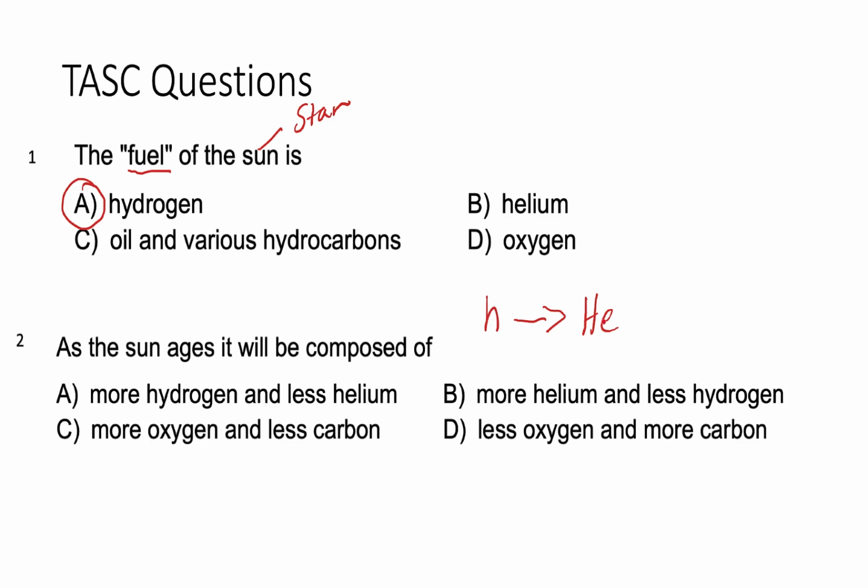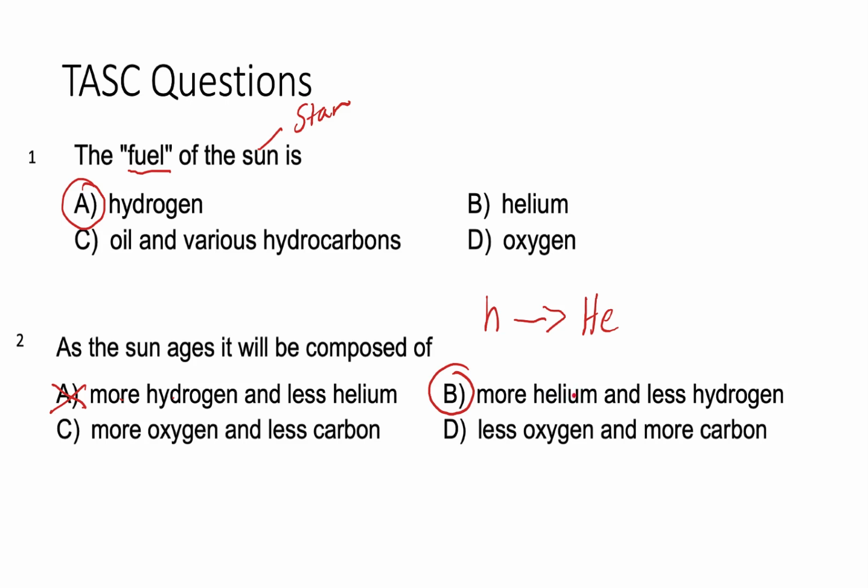So if you're converting all that hydrogen to helium, would you have more hydrogen or would you have more helium? Well, no. You will not have more hydrogen because you're converting it. So now you're going to have less of it. So your answer would be B. As it ages, you're going to have more helium and less hydrogen.